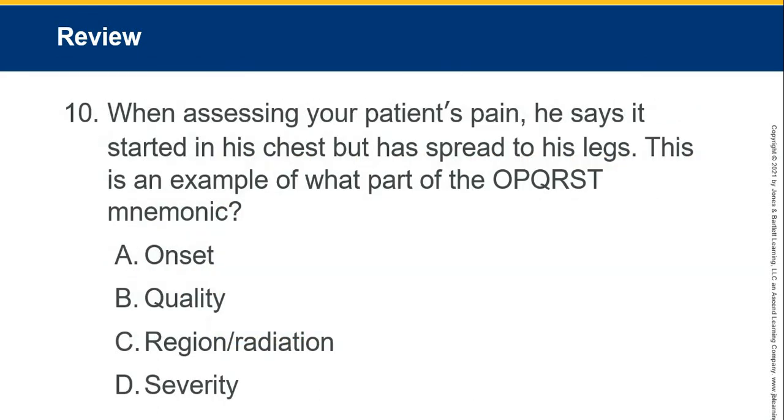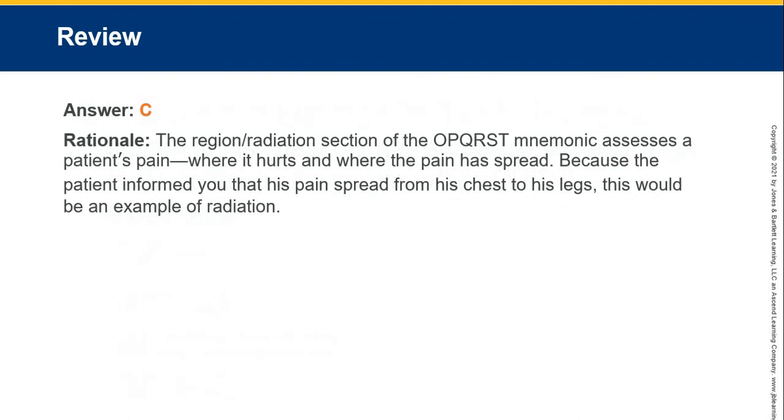All right. When assessing your patient's pain level, he says it started in his chest and spread to the legs. So here it says, this example, what part of the OPQRST mnemonic? Okay. Like I said, you're going to have to know this mnemonic. You're going to use it all the time. Okay. So what part of it? What part is pain spreading? What would you think? And it's radiation, basically. Region also means where the pain is.